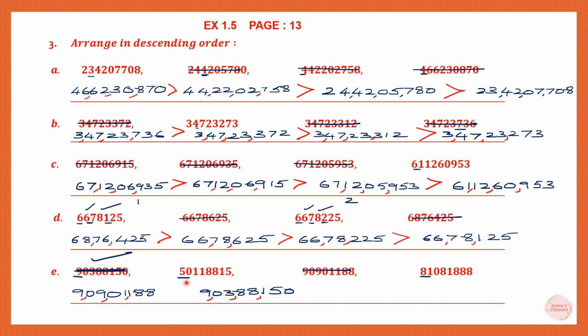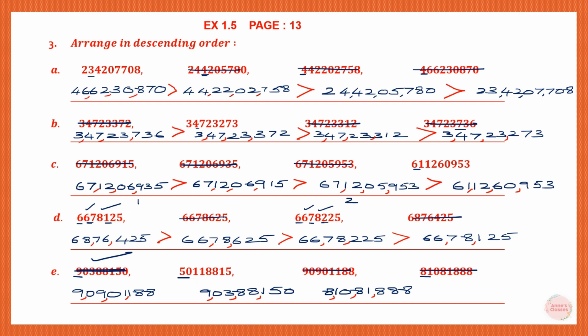Now look at the other two numbers. This is starting with 5 and this is starting with 8. And the bigger one is the one starting with 8. So 810818888. Let's put the commas: ones, tens, hundreds, thousands, 10,000s, lakh, 10 lakh. So this is 8 crore, 10 lakh, 81,888. So this number is also over and we have only one number left, that is this.